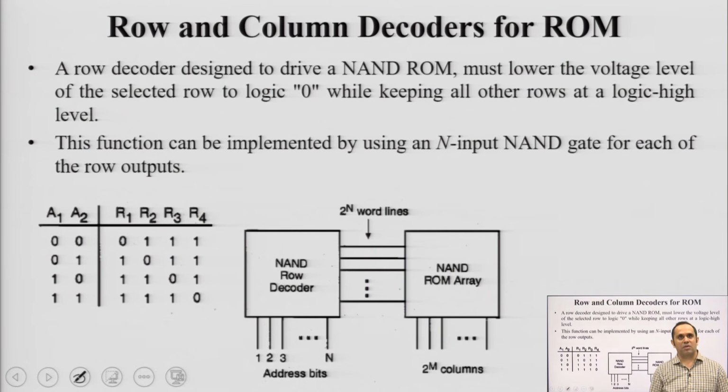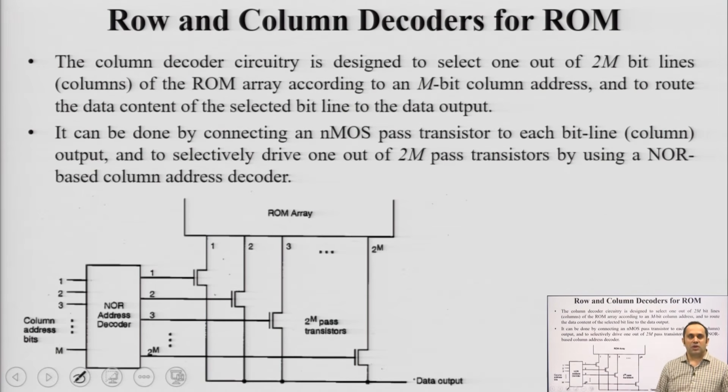This is about the row decoding circuit, how you are accessing the rows either in a NOR based circuit or a NAND based circuit. Again, for a NOR based ROM array you can have a NOR based row address decoder. For a NAND based ROM array you can use a NAND based row address decoder. So, with these decoders you are actually accessing the location of the row. Now, let us just see how you can access the column.